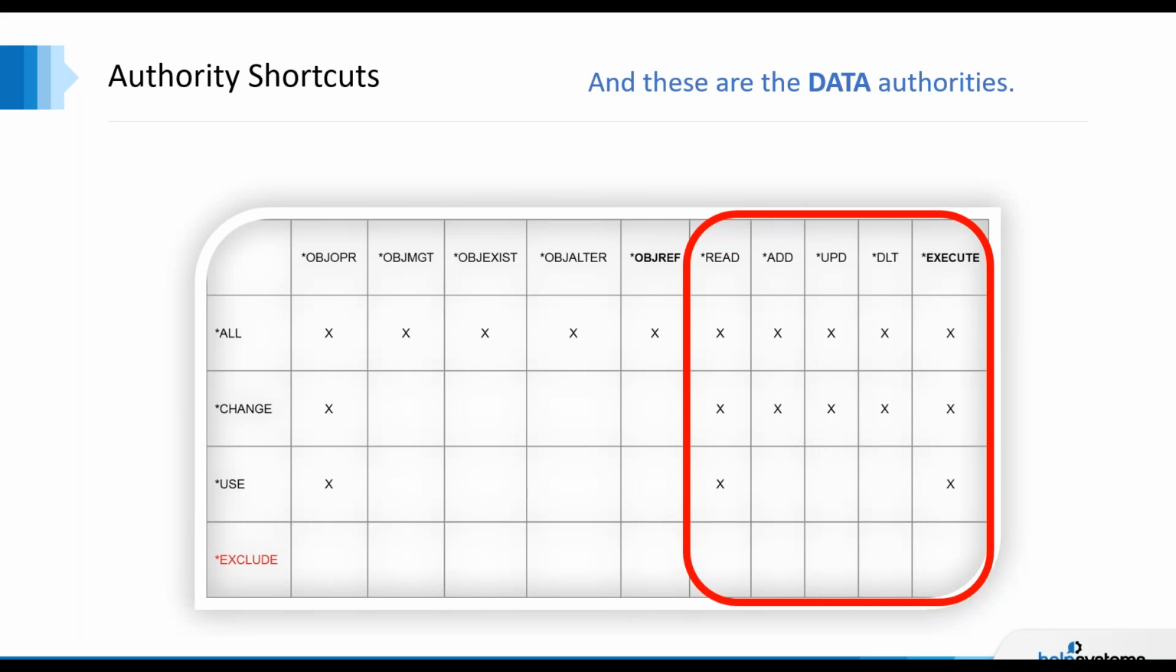We also have what's called data authorities. These are more self-explanatory, I think, when we talk in terms of a physical file. The ability to read the data, change the data, delete the data makes sense. We also have an execute permission that is more relevant to a program, the ability to call that program. But these permissions are actually on every single object. So even though it's an RPG program, for example, there is read, add, update, and delete, they're really not as relevant as they would be on a physical file.